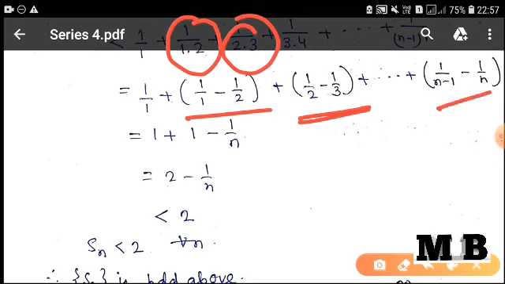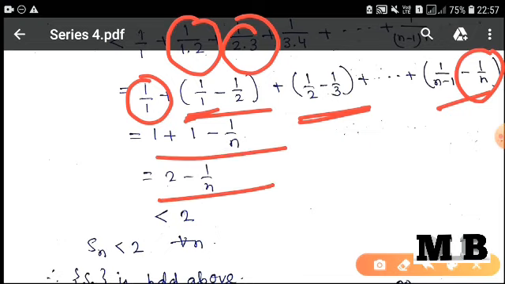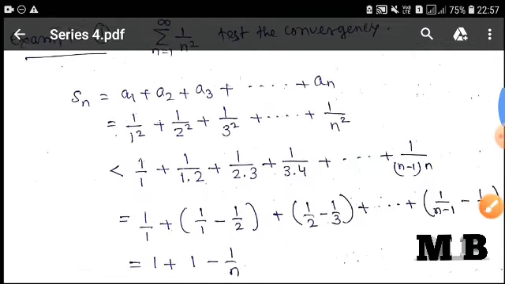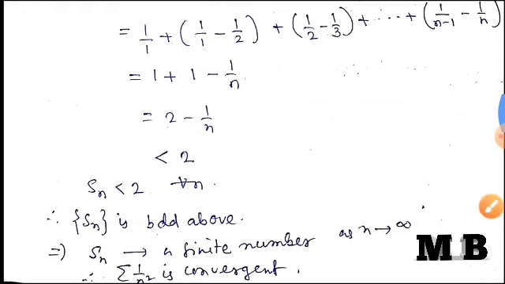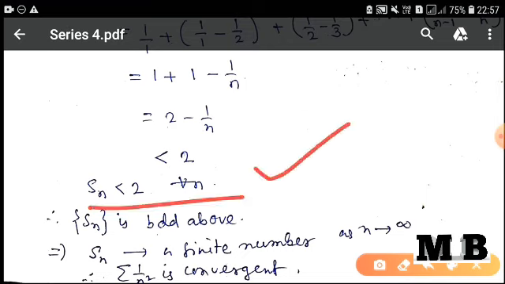Fine. Finally, what we have, look at 1 plus this 1, and this minus 1 by n will be there, and ultimately we have the expression 2 minus 1 by n. So what we have actually, Sn, it is less than 2. Fine, this is less than 2, correct?